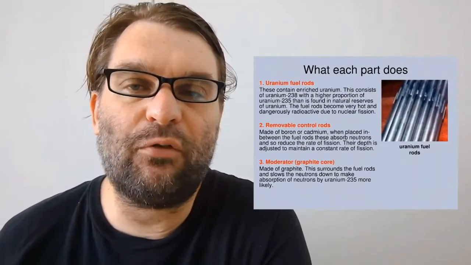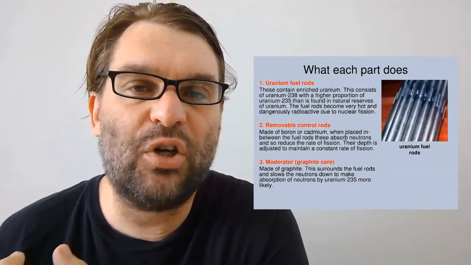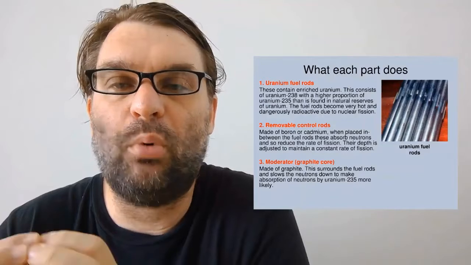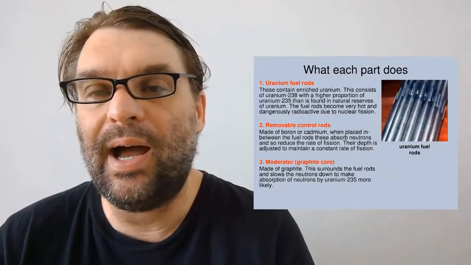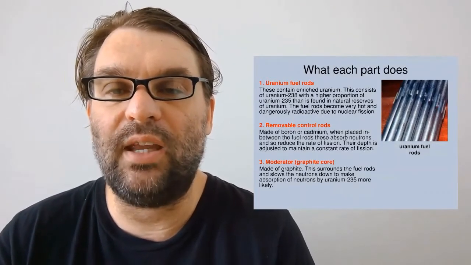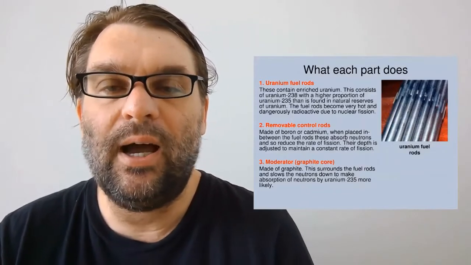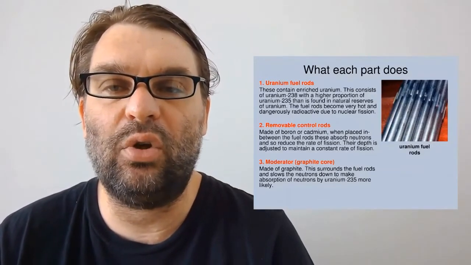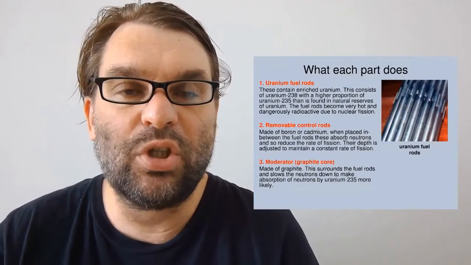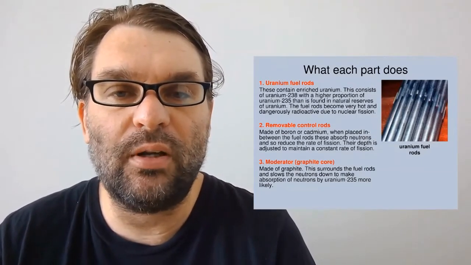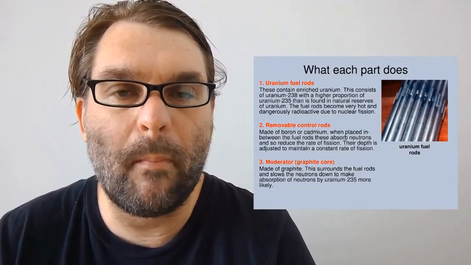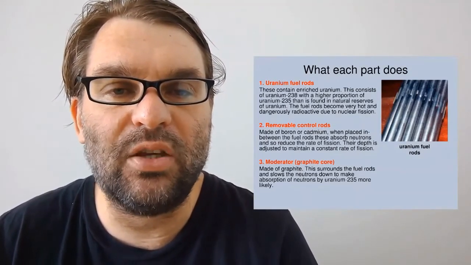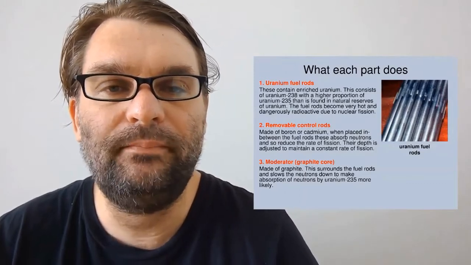So you have the uranium fuel rods, which are the source of the nuclear fission. Then you have the control rods, which are made of boron, because boron absorbs the neutrons, and that means it slows down the nuclear chain reaction because it stops adjacent uranium-235 nuclides from undergoing fission. And we also have the graphite moderator rods that surround the fuel rods and also slow down the neutrons as well.